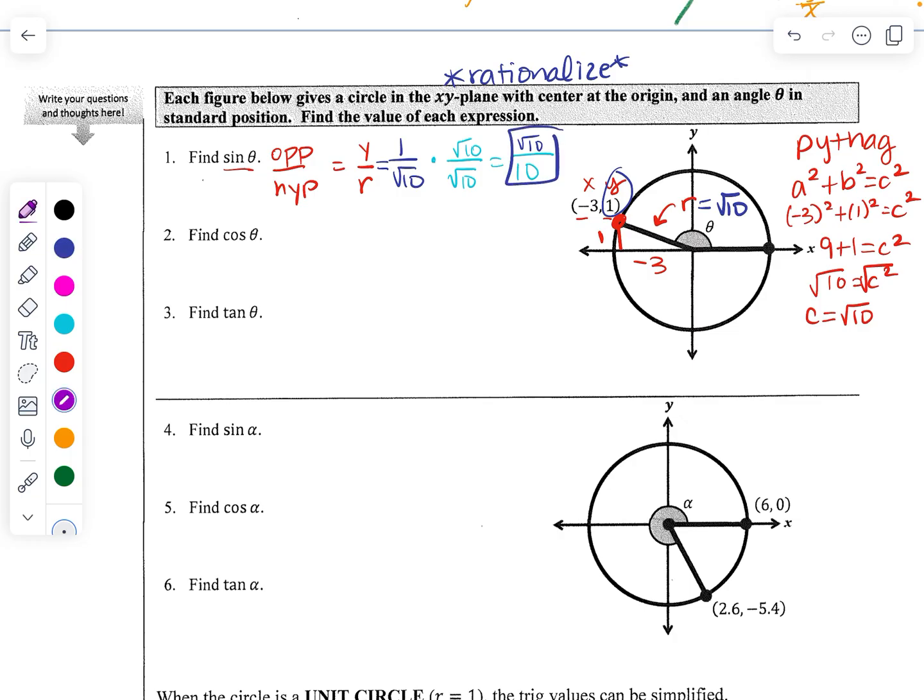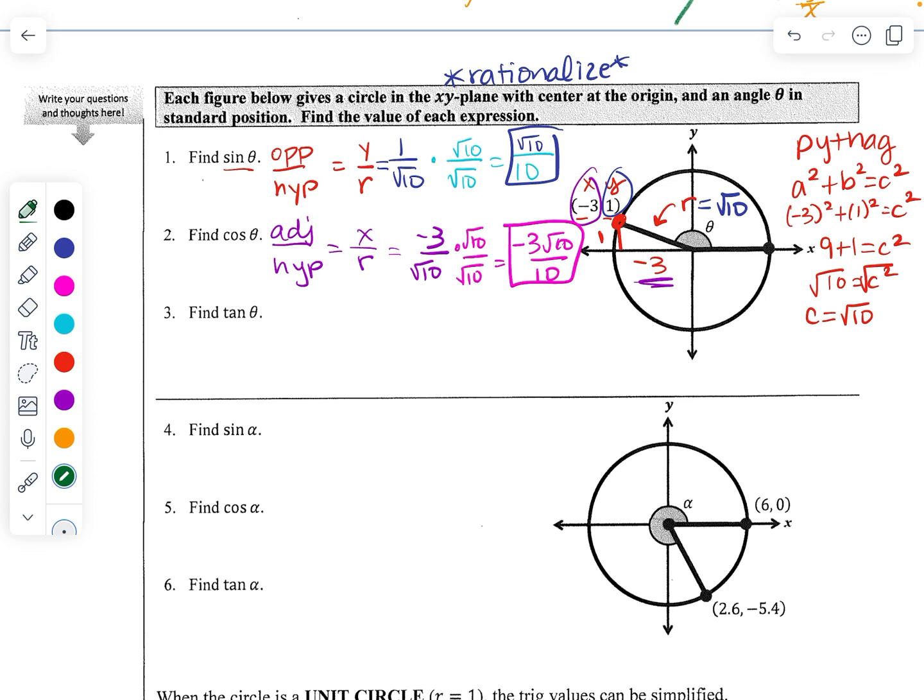Let's talk about cosine. Remember that cosine is adjacent over hypotenuse, which is x over the radius. We know the x value is here at -3 over the radius is the root of 10. Again, we're going to rationalize it. And we get -3 root 10 all over 10.